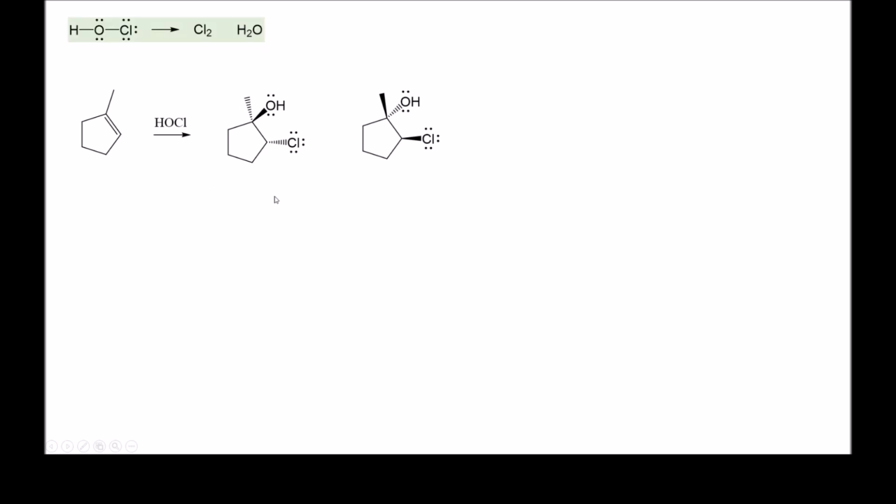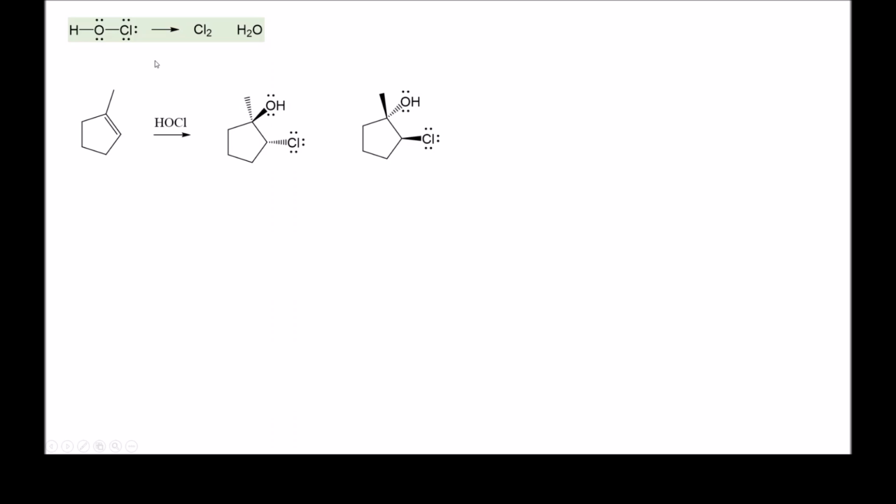So mechanistically, well, fortunately, we don't have much to learn here if you remembered the previous mechanism that we just looked at. And the reason for this is these hypochlorous acids and hypobromous acids will undergo decomposition at all temperatures to produce a mixture of molecular halogen and water.